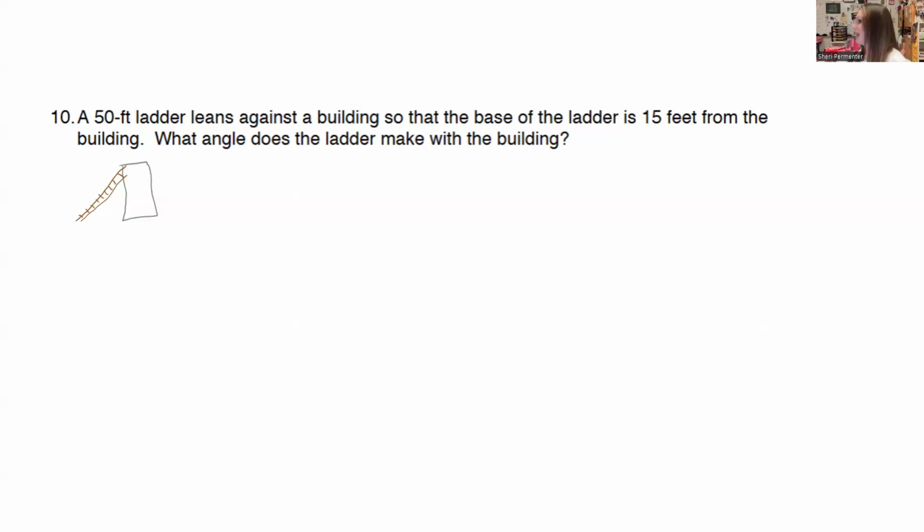Okay, I got my building and I have my ladder. Then I need to go through and label it with the things that it's telling me. Got my grass. All right. So a 50-foot ladder. Okay, I know that the ladder is 50 feet. It leans against a building so that the base of the ladder is 15 feet from the building. So this is 15 feet.